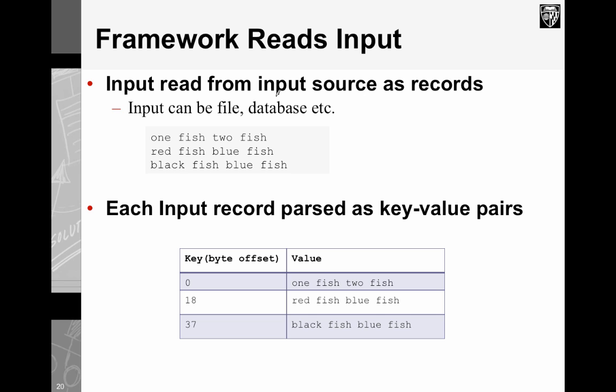Let's see what the framework does with the input. The framework reads the input source as records, and the key is the byte offset within the file. This is line 1, which is record 1, line 2, which is record 2, line 3, which is record 3, at byte offsets of 0, 18, and 37. So when it goes to the mapper, it's 0 and 1 fish, 2 fish as the key value pair, then 18 and red fish, blue fish, and 37 and black fish, blue fish goes into the mapper.